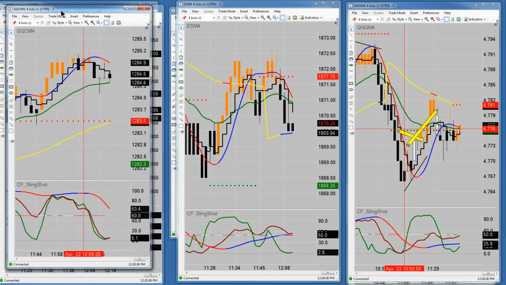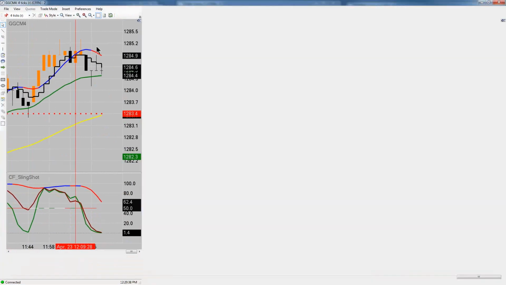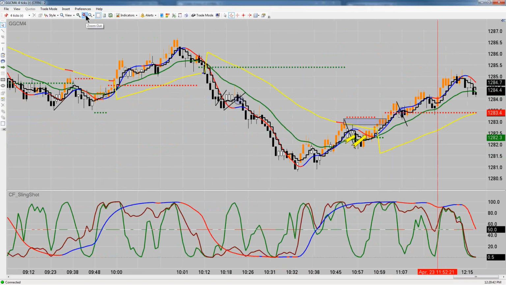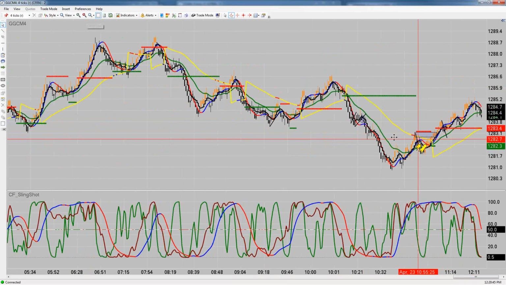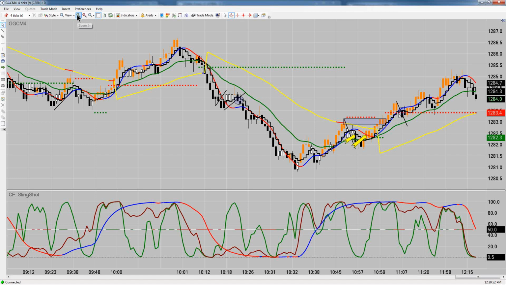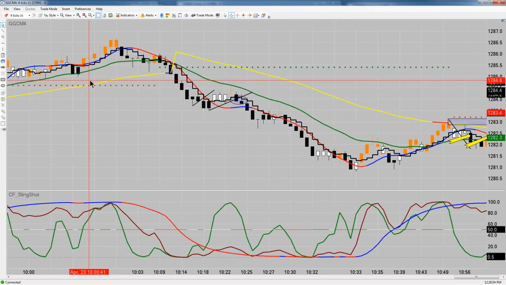The next market is gold. We didn't make any money on gold today. We took a break-even trade. I believe that was the only trade we took, was that one break-even trade right there. Gold did have a nice opportunity right here, and I think it had one over here too. It did. But I missed them all.